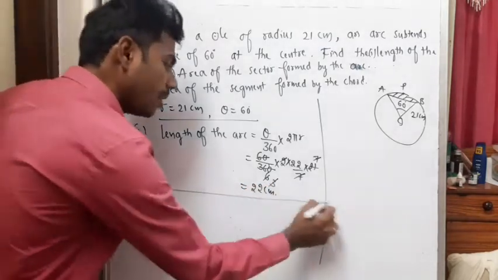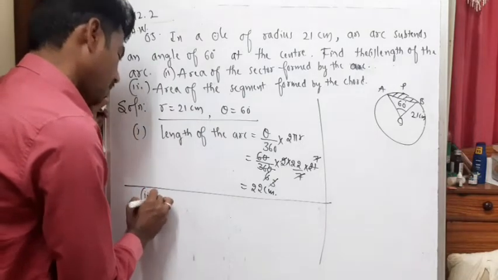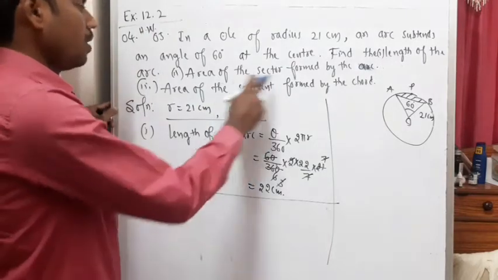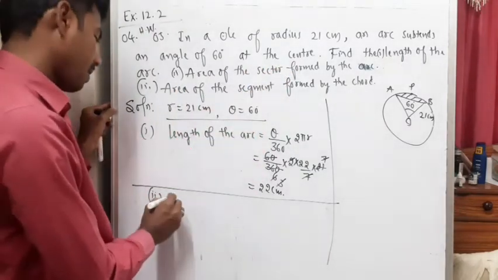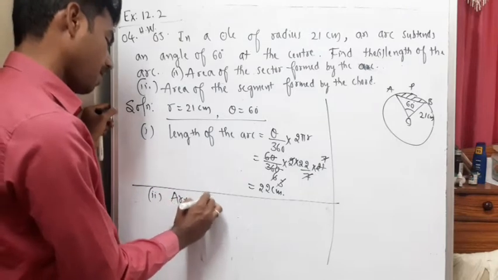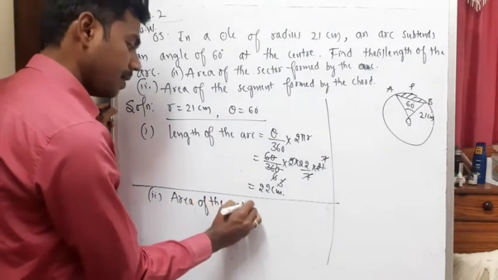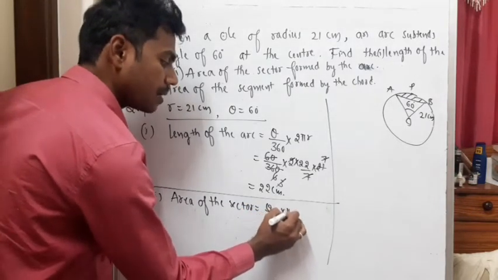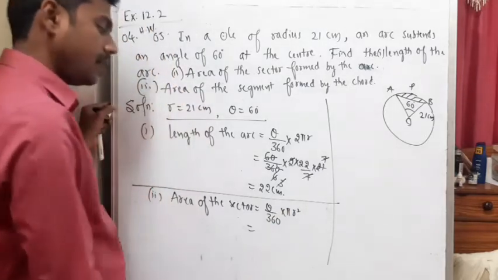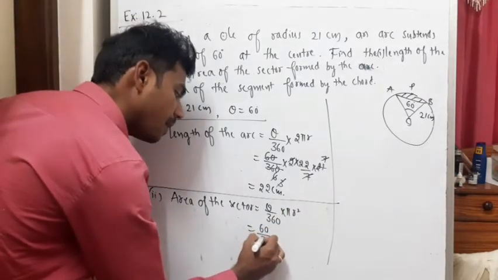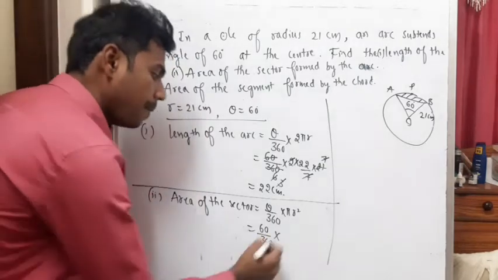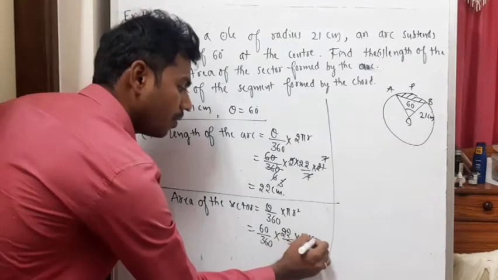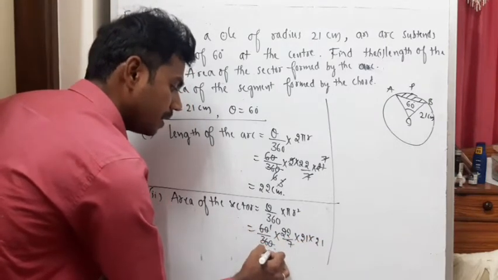Then the second thing we need to calculate is the area of the sector formed by the arc. Area of the sector is equal to theta divided by 360 into pi r square. Which is equal to, what is theta? Theta is 60 divided by 360 into, what is pi? Pi is 22 divided by 7 into, what is r? 21 into 21.